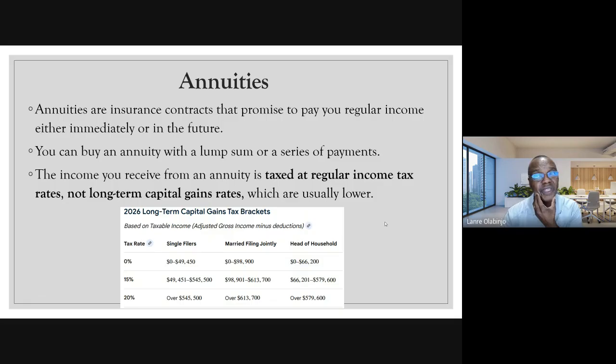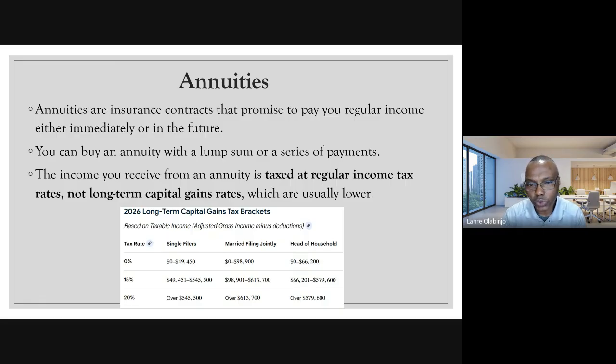Okay, another investment vehicle is annuities. Annuities essentially are insurance. That's all it is. It's an insurance contract that you buy, and then you pay into it, and then it promises you a guaranteed payment back in the future. You can either do it as a lump sum or in a series, and you will receive it. It's actually the returns that you receive that they call the annuity, and it's taxed obviously as regular income tax, not as capital gain.